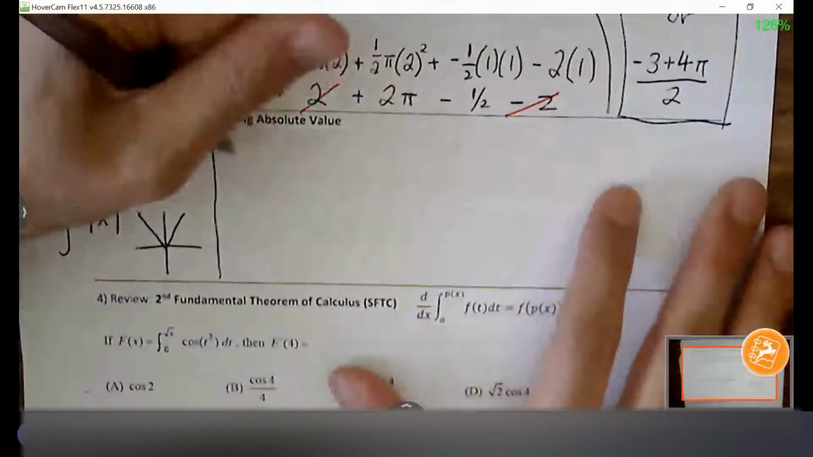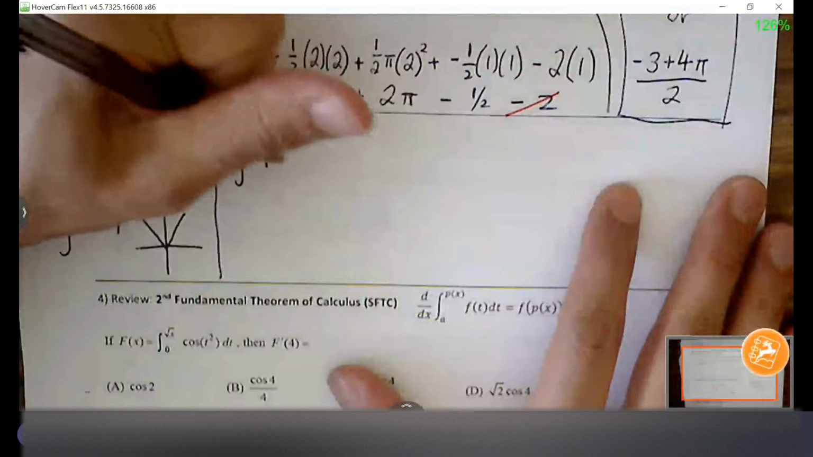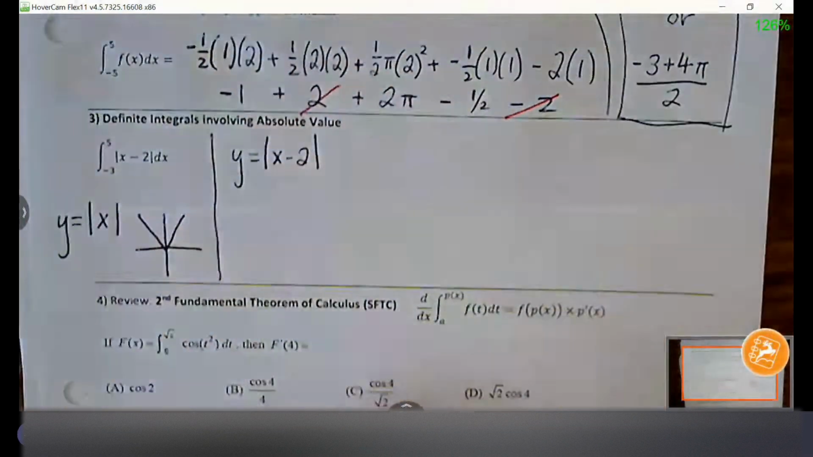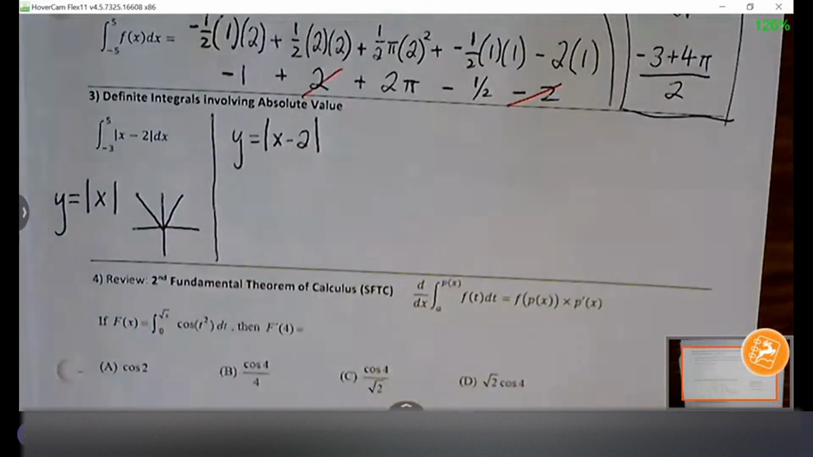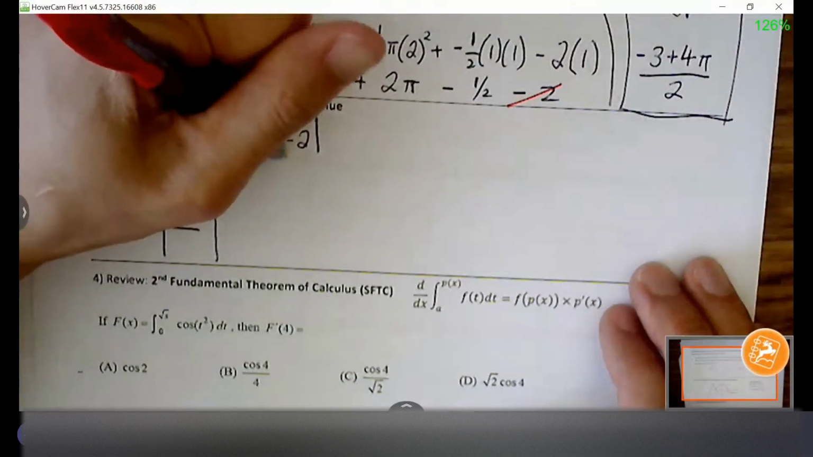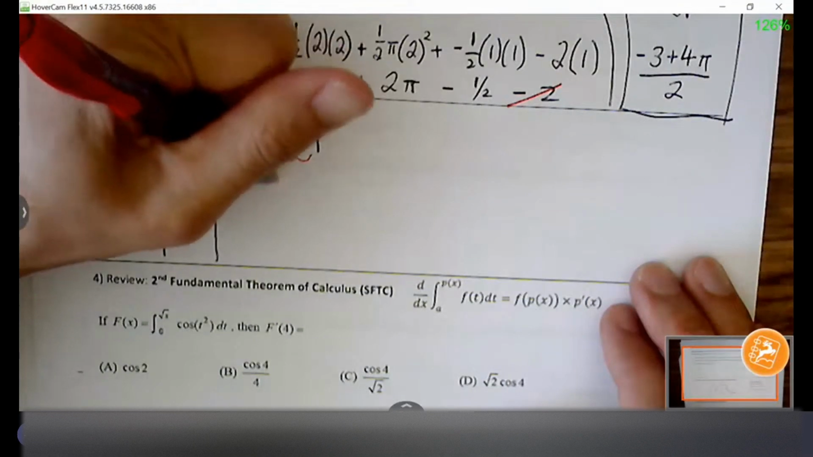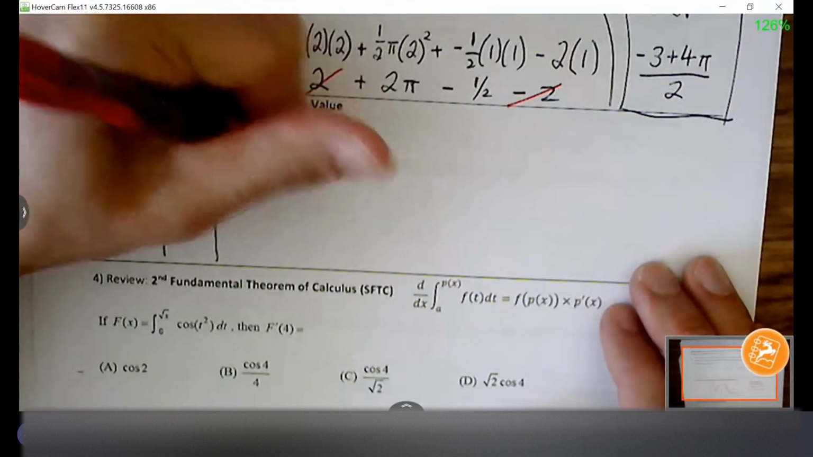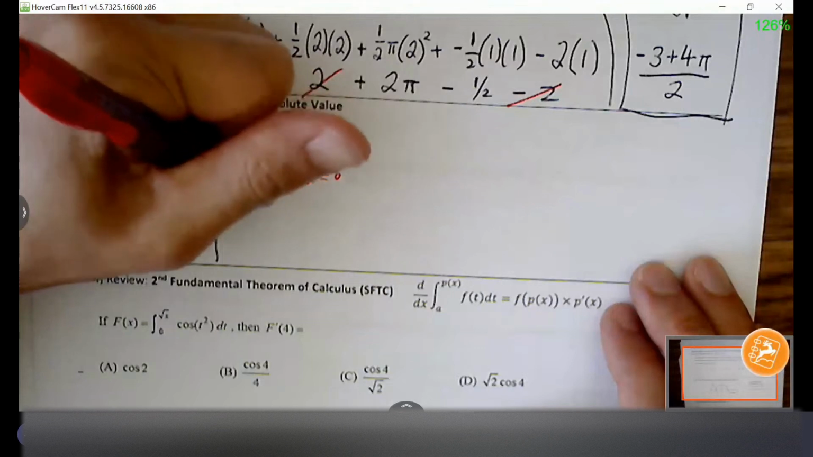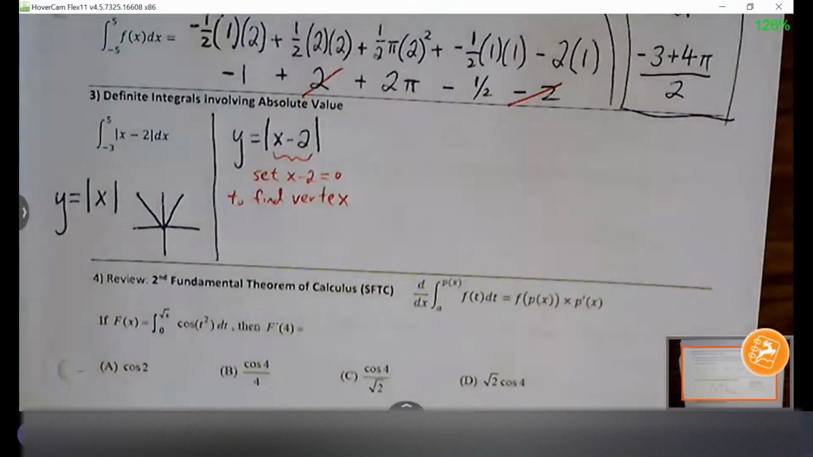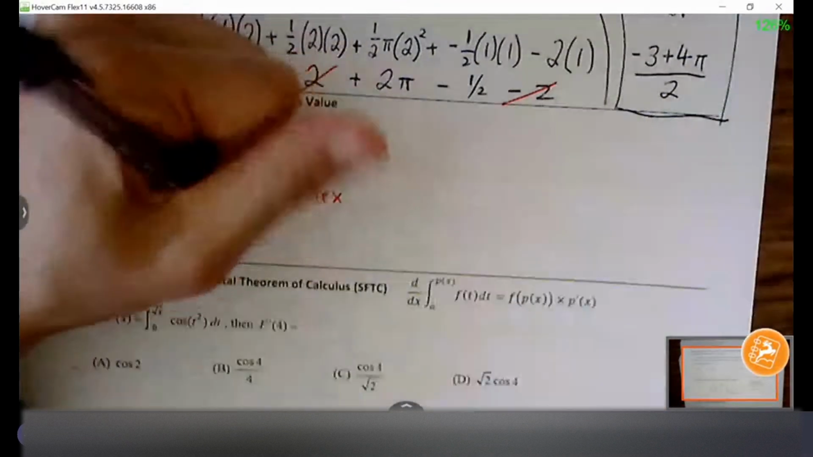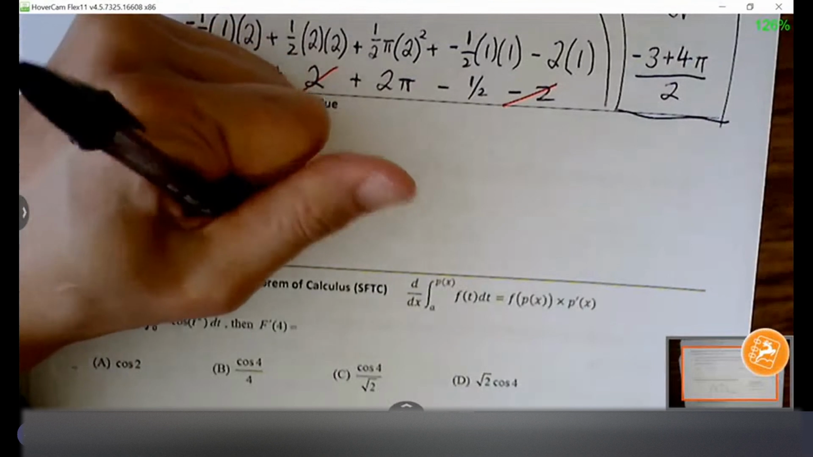So let's focus on what the absolute value of x minus 2 looks like, and then we can worry about the bounds. So the absolute value of x minus 2 is also going to look like a V-shaped graph, but that vertex is going to be shifted. Okay, and the way we find that vertex, which we associate as the center of our graph, is we're going to set the inside portion equal to 0. So if I set x minus 2 equal to 0, I get x equals 2. This is going to be the center of my graph.